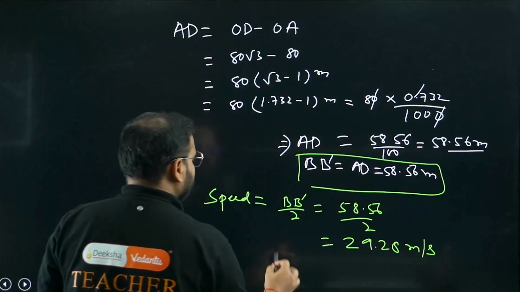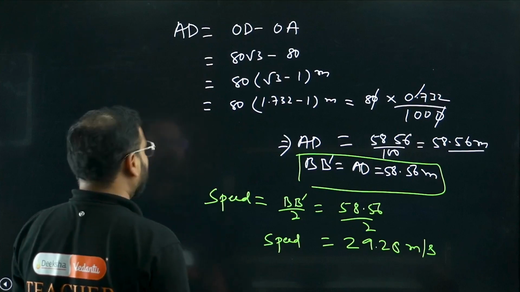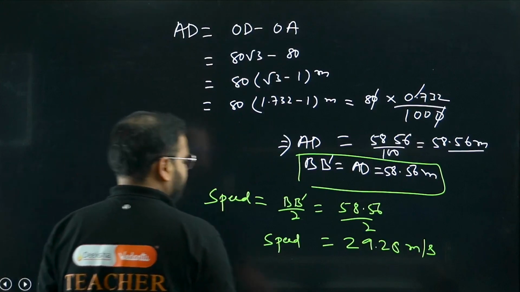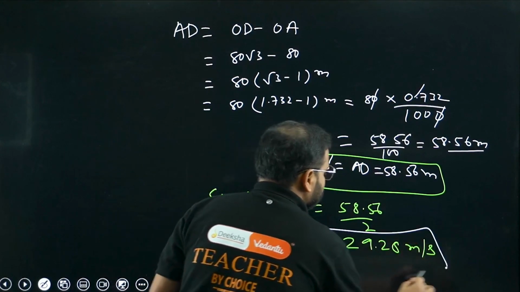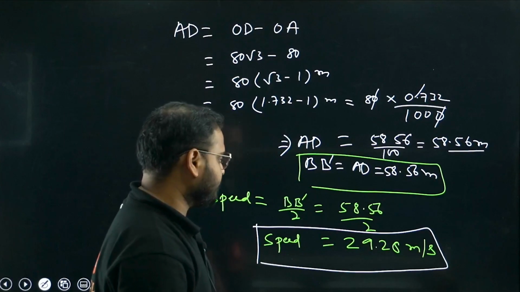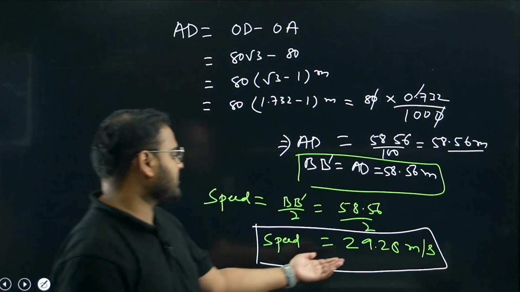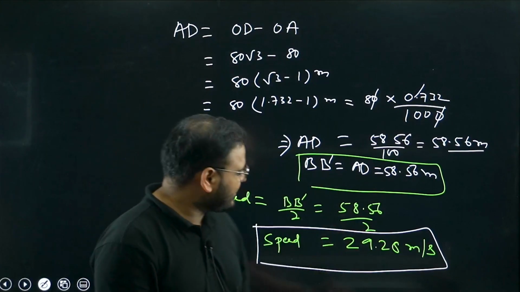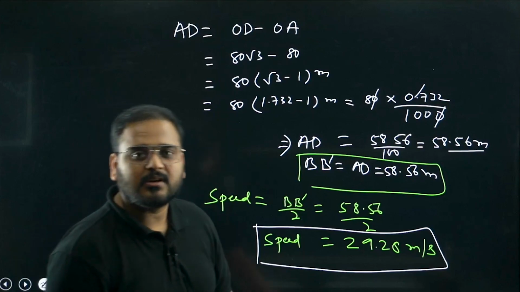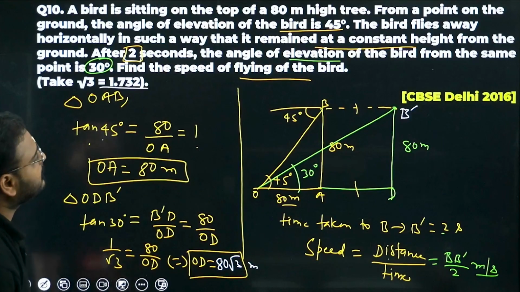Looks right. Please cross check the answer. Speed is going to be 29.28 meter per second. This is the speed of the flying bird. Now, if you get a different answer, let me know in the comment section. But I think it's correct only. I've not checked the answer, so I think it is correct. 29.28 meter per second is the right answer for this particular question.